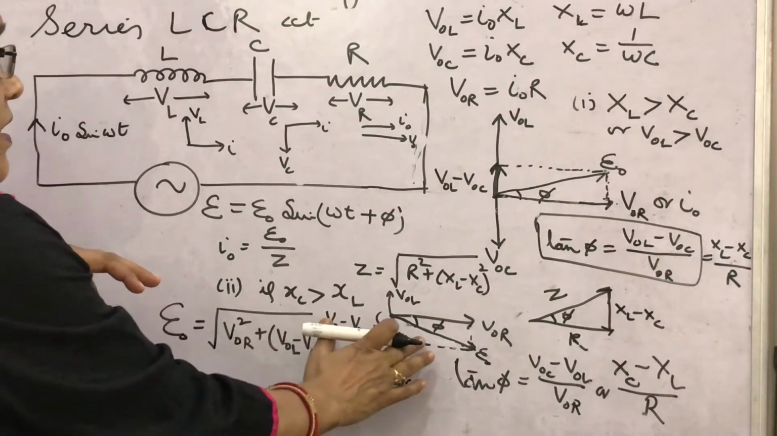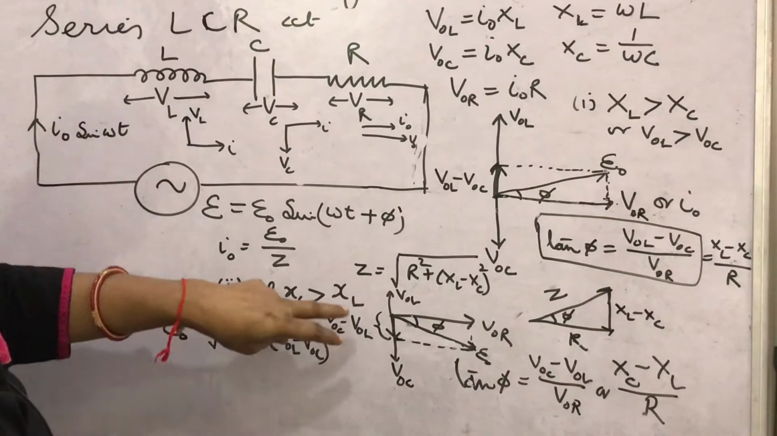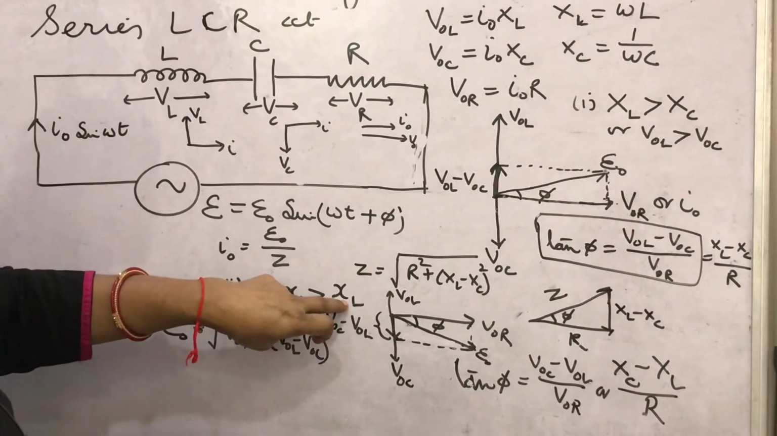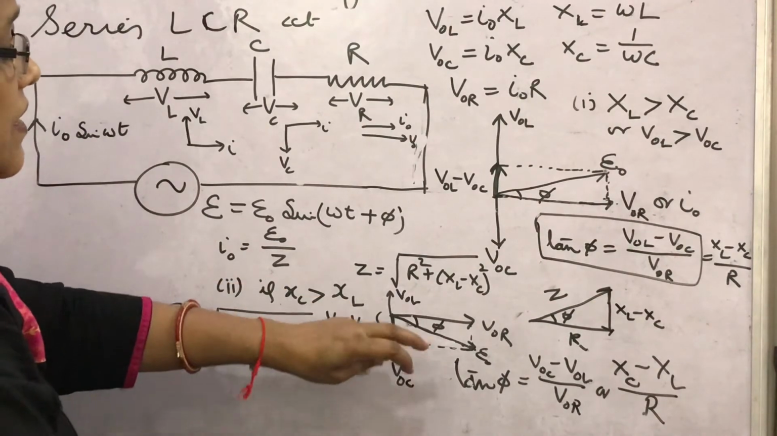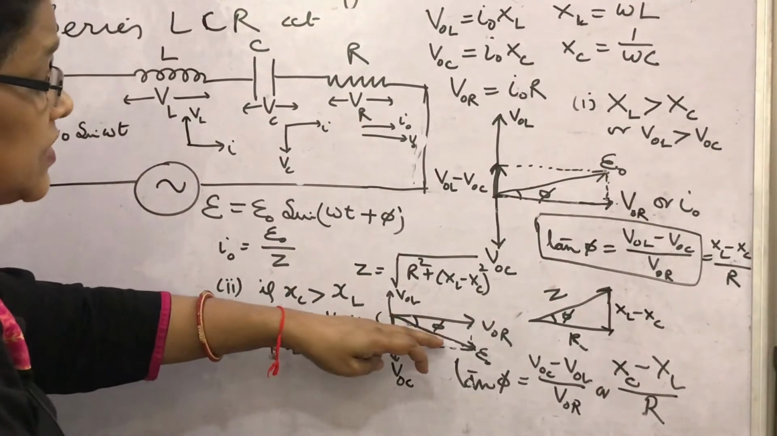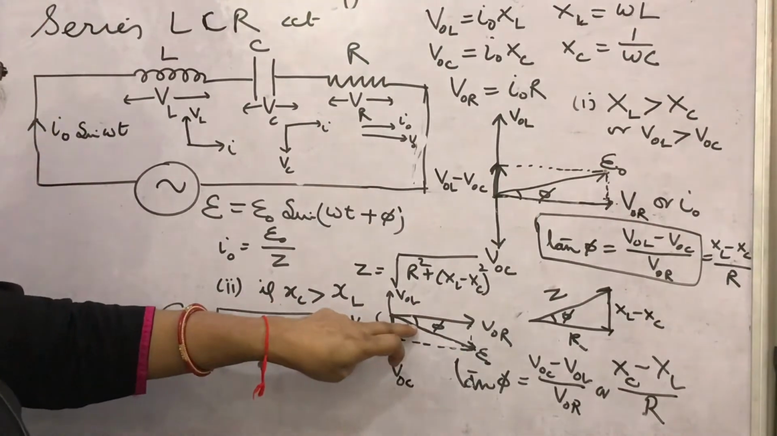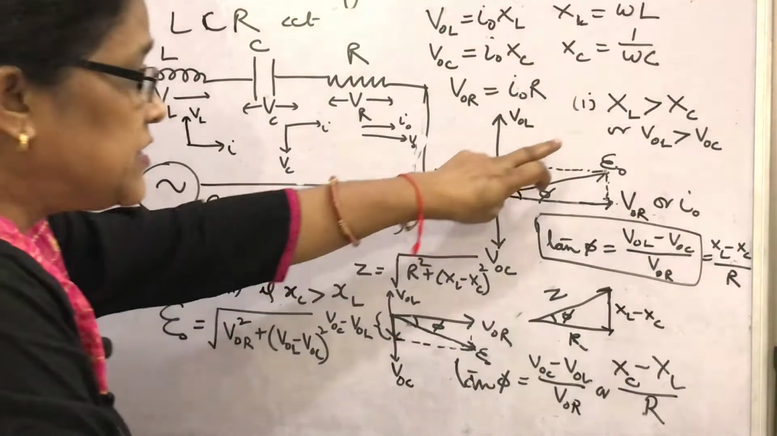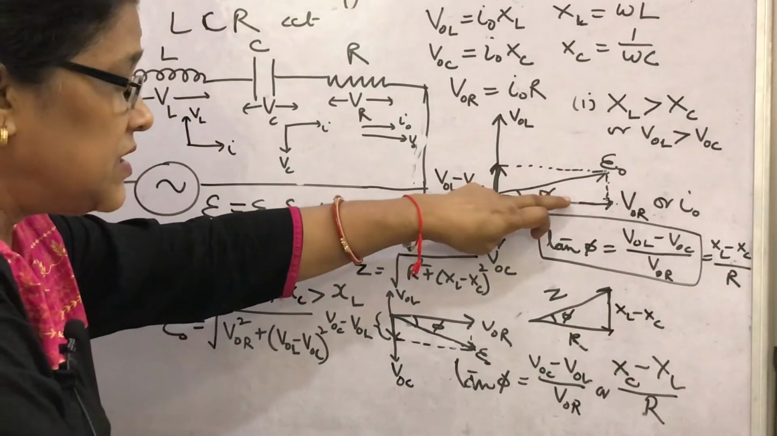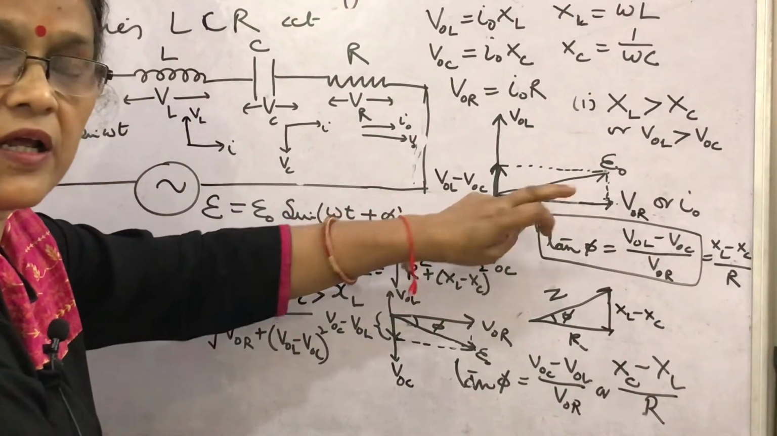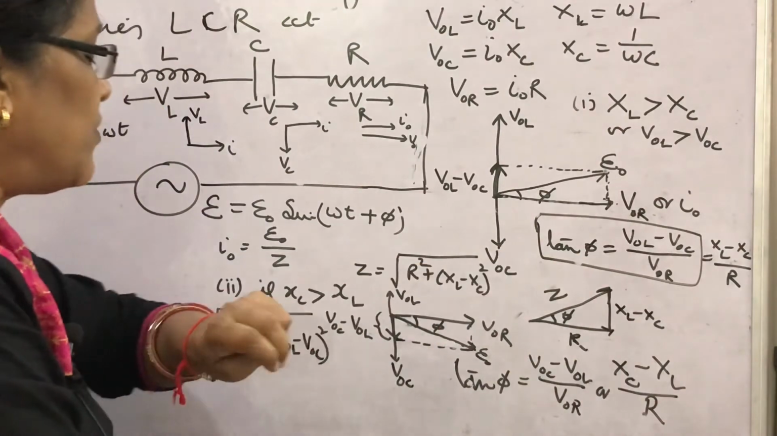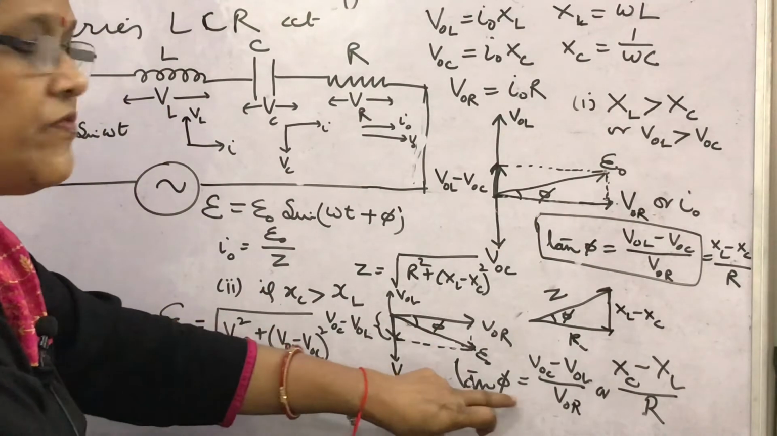What do you find here? That when XC is greater than XL, then we see that current is leading the voltage. Look here, the voltage is lagging behind the current by phi. When XL is greater than XC, voltage is leading the current by angle phi. What is phi? Tan phi from here.